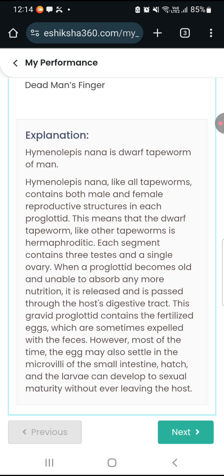When a proglottid becomes old and unable to absorb any more nutrition, it is released and is passed through the host digestive tract. This gravid proglottid contains the fertilized eggs, which are sometimes expelled with the feces. However, most of the time the egg may also settle in the microvilli of the small intestine, hatch, and the larva can develop to sexual maturity without ever leaving the host.